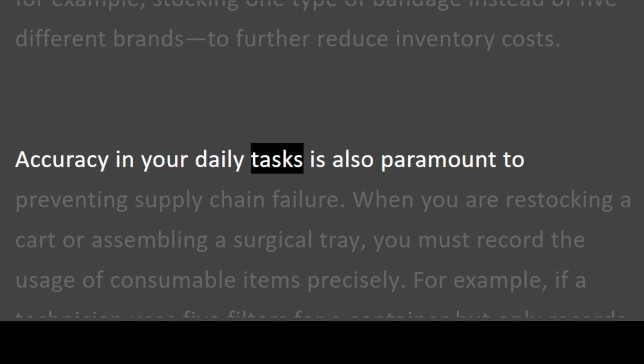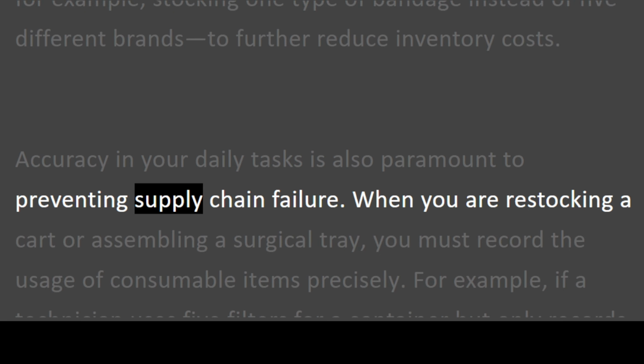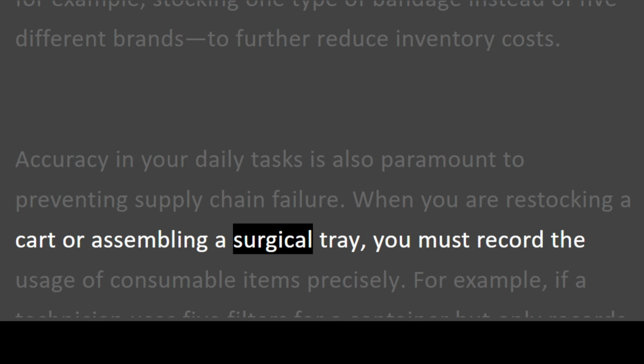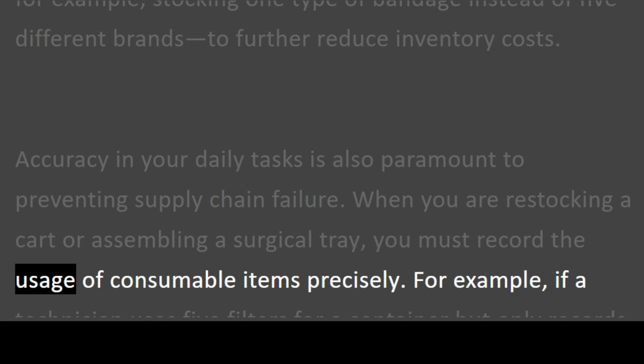Accuracy in your daily tasks is also paramount to preventing supply chain failure. When you are restocking a cart or assembling a surgical tray, you must record the usage of consumable items precisely.